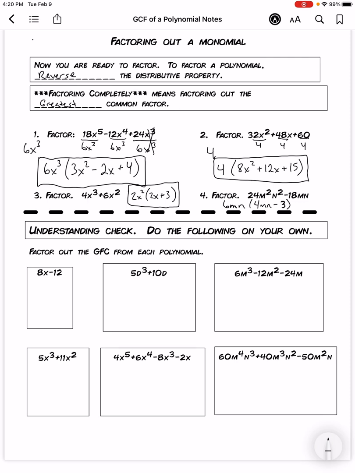All right, if you want to, you can finish up by practicing the 6 on the bottom, making sure you understand how those work. If you have any questions, please let your teacher know.